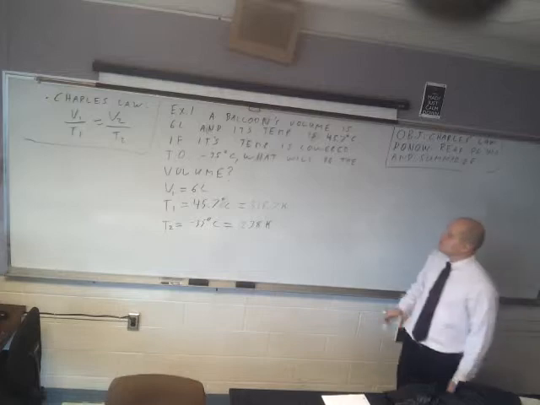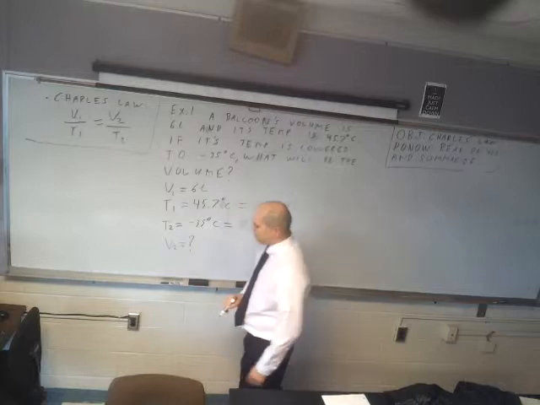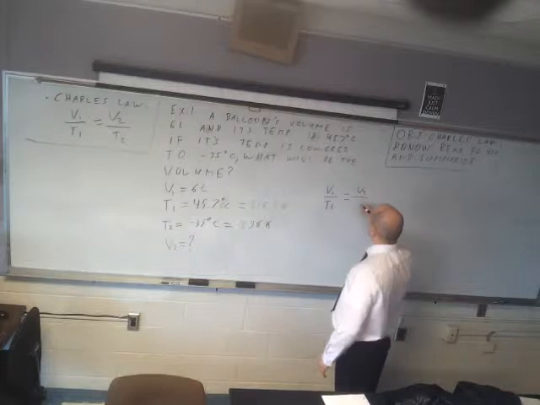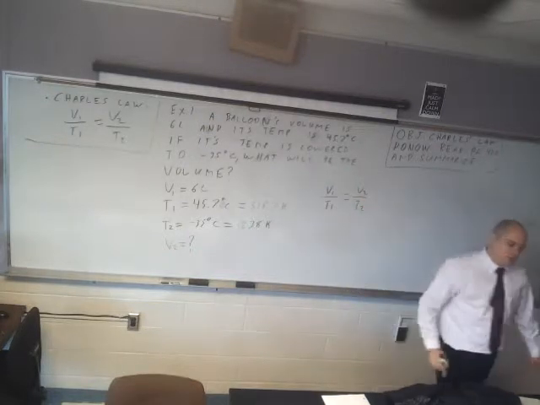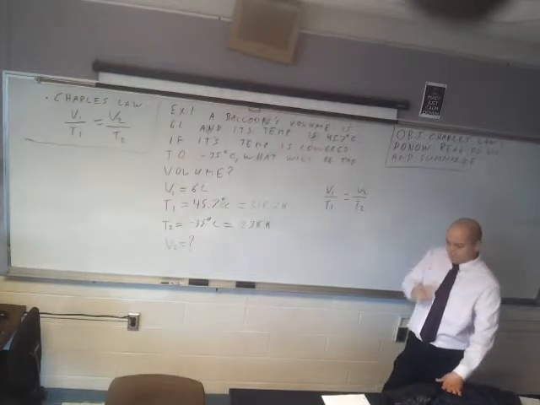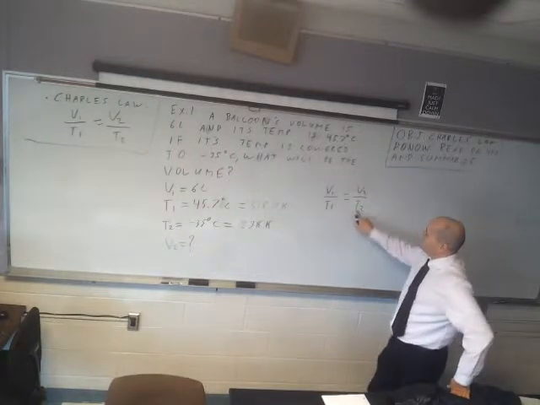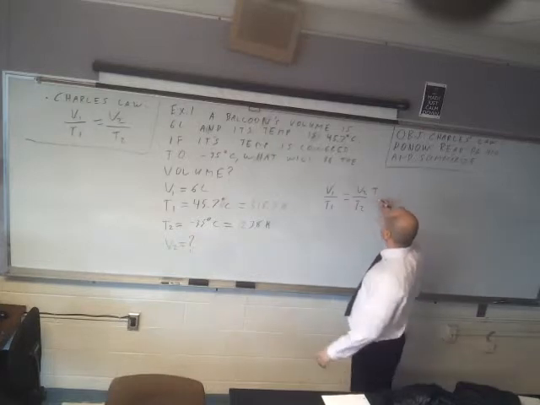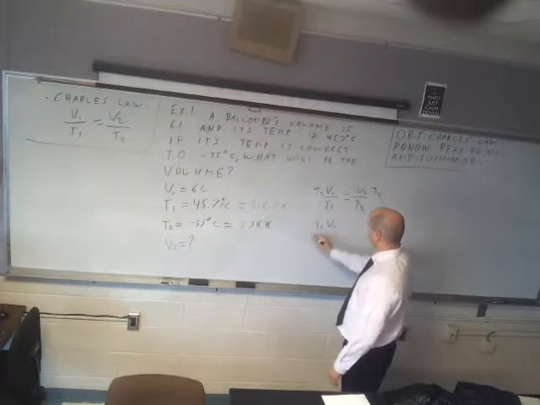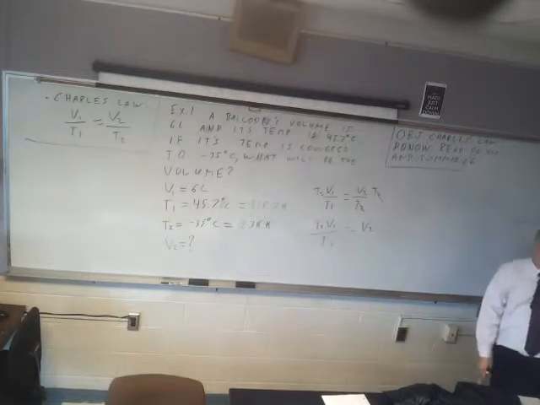All right, so we got all our information now. That's good news. Now we write our equation down. V2 is our question mark. So we'll write our equation down. V1 over T1 is V2 over T2. Solving for V2, we're going to multiply both sides by T2, right? So T2 times V1 over T1 equals V2. Now we just plug in numbers.